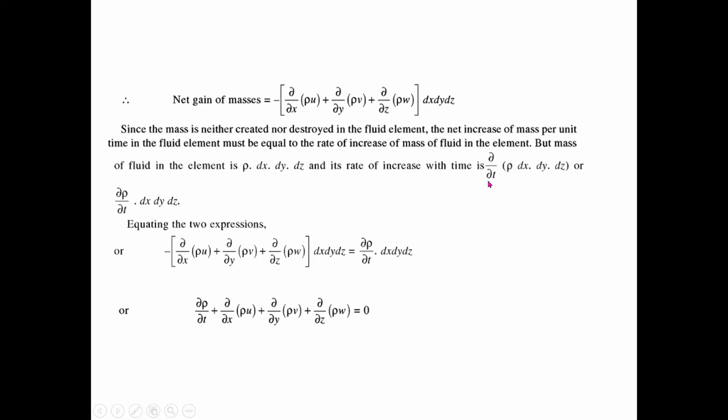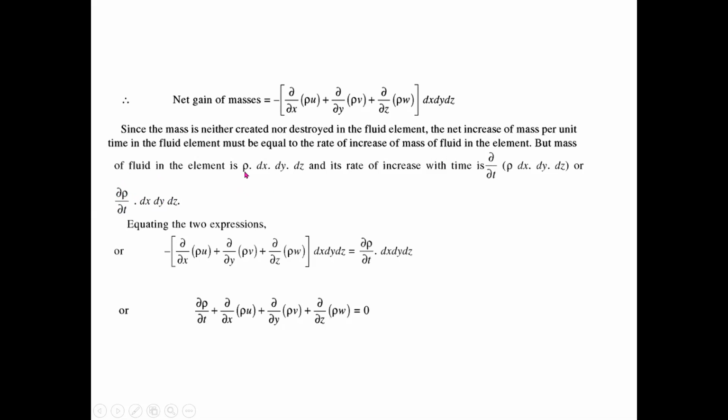Okay. So ∂m/∂t, the mass, you can write in this way also: ∂ρ/∂t into dx, dy, dz. Have you understood what this is? This is the rate of increase of mass with respect to time.